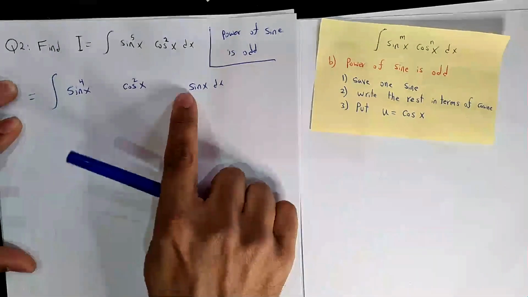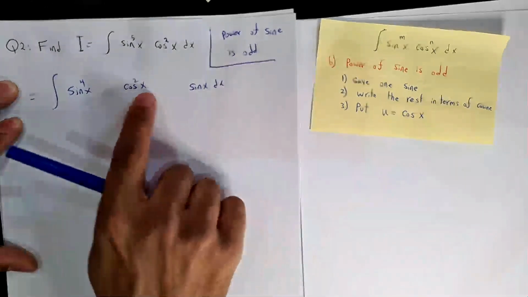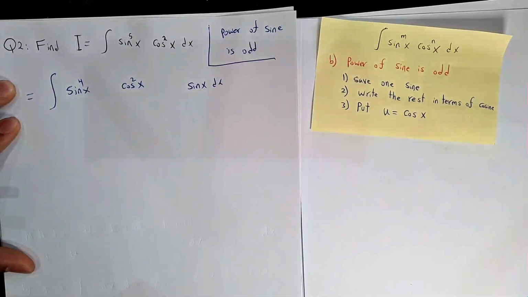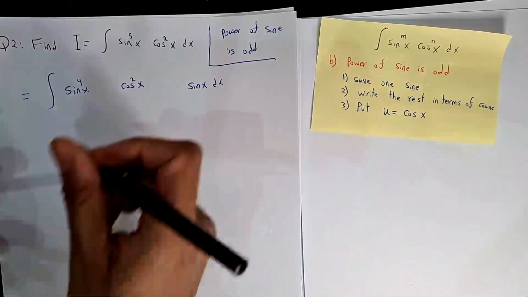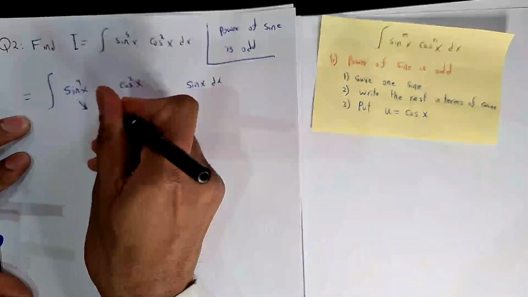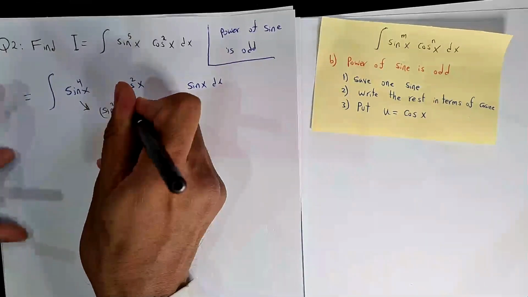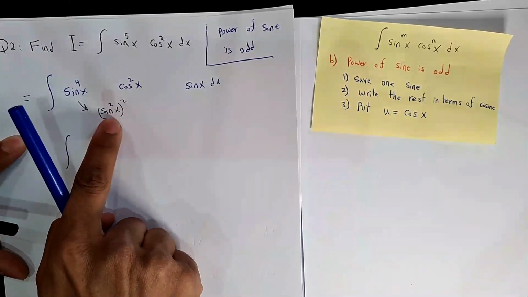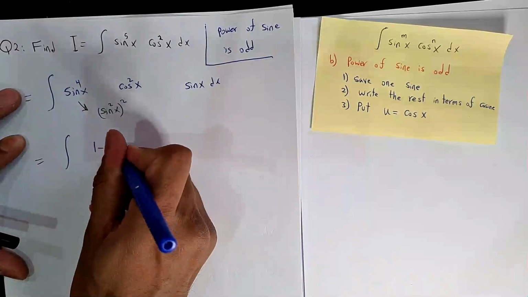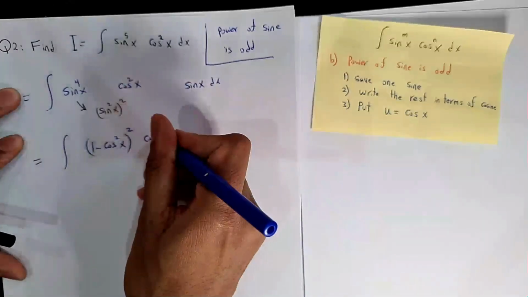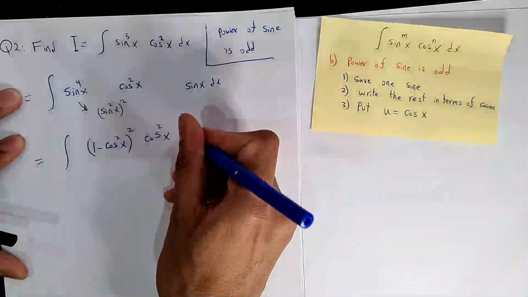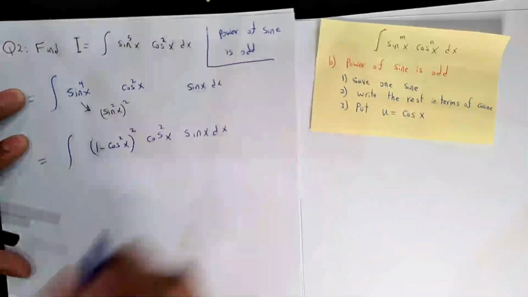Now concentrate, this is my derivative, so write everything over here in terms of cosine only. This is cosine, write this in terms of cosine. How? This can be written as sine square x all square. What is sine square in terms of cosine? Yes, it is 1 minus cosine square x, and this is to the power 2. Now copy paste the rest. Cosine square x, and here sine x dx.